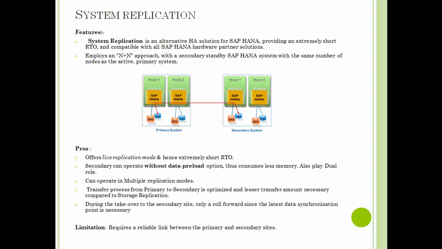And there are some disadvantages like table and column data cannot continuously be loaded into memory on the secondary side. This is a drawback. And hardware is actively used for QA or dev. As I said, the secondary can play the dual role. It can act as QA system or dev system along with the standby solution. So hardware gets distributed between this QA or dev and the standby solution. This is one of the disadvantages.